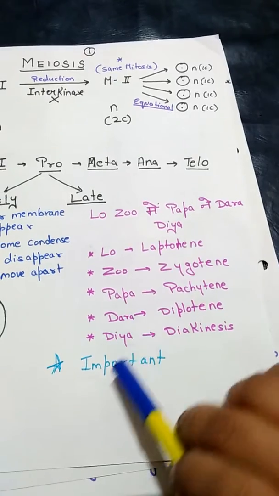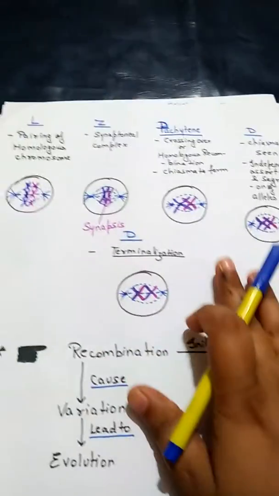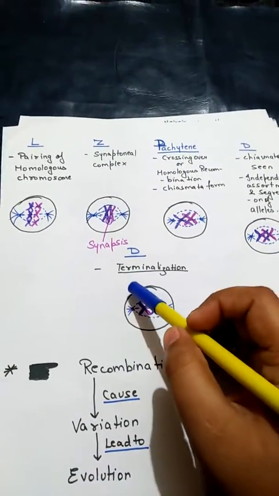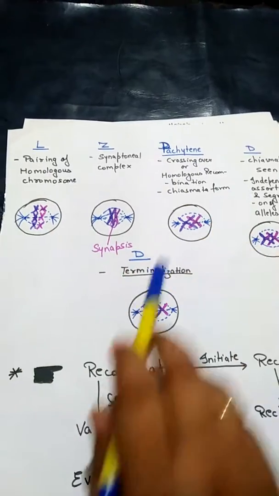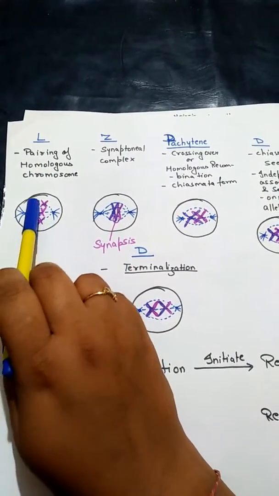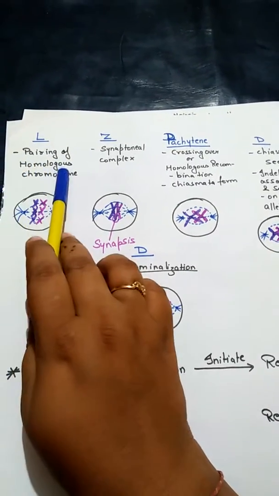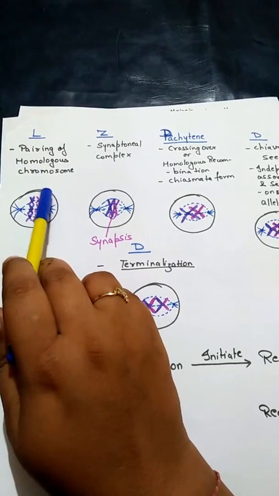These phases are very important for MCQs because maximum questions come from these parts. And what type of question is coming? What are the events occurring in these phases? Now the first phase is leptotene, where pairing of homologous chromosomes is occurring. What is homologous over there? Homologous means chromosomes which are similar in size and shape.